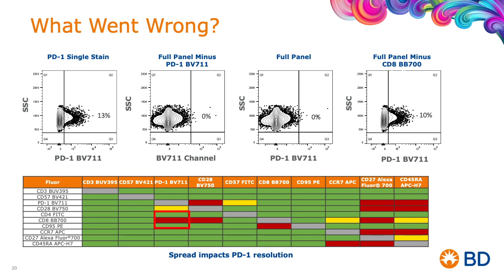If we consulted this matrix before designing the panel, we would have noticed that, for example, going down in the red box, you can see the red box surrounding the dark red box, you will notice that BV700 does introduce a significant amount of spread into BV711.